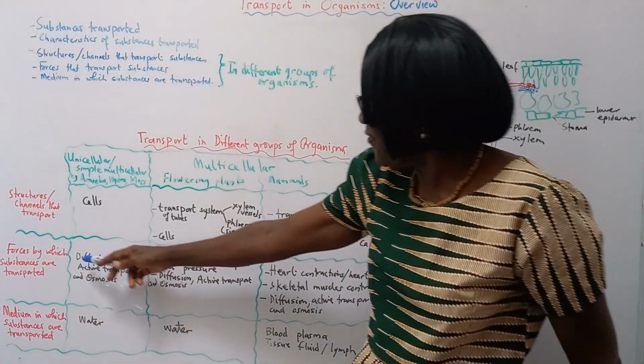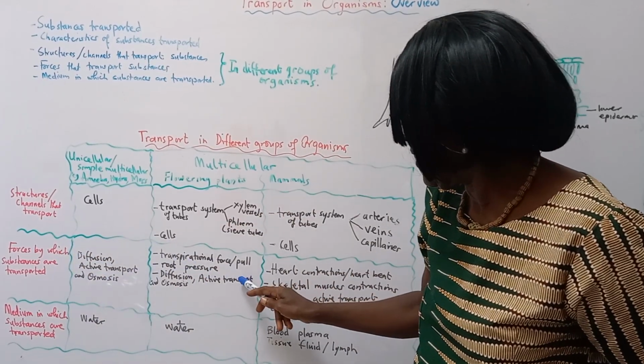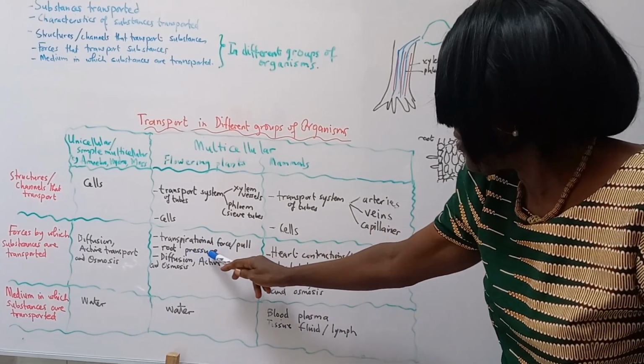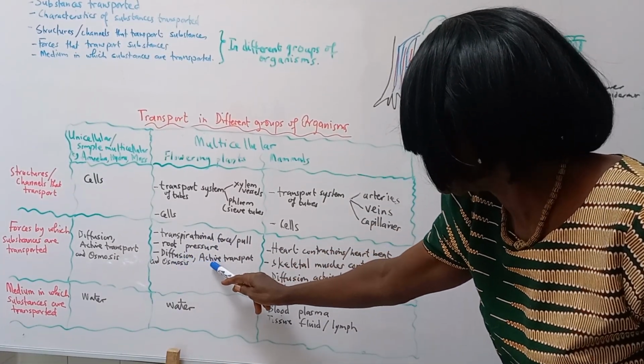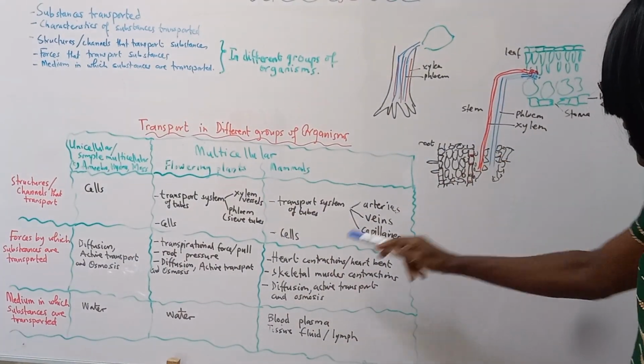So what about the forces that transport substances in flowering plants? These are the forces: transpirational force or pull, and root pressure. Then we have diffusion, active transport, and osmosis. So transpirational pull is this.